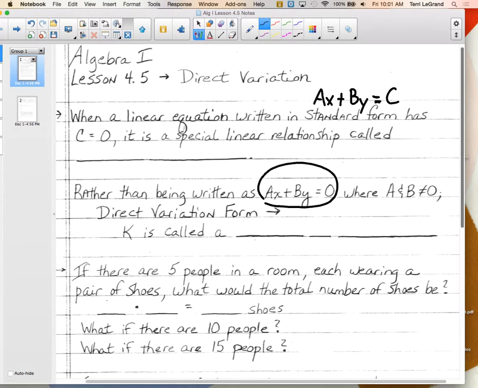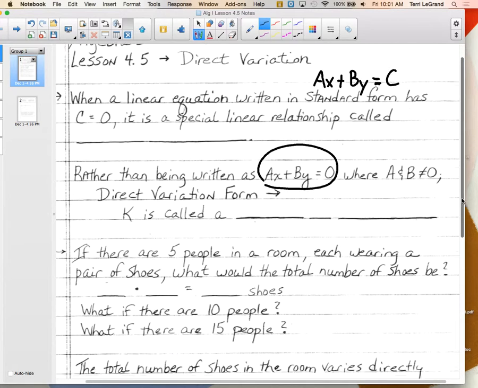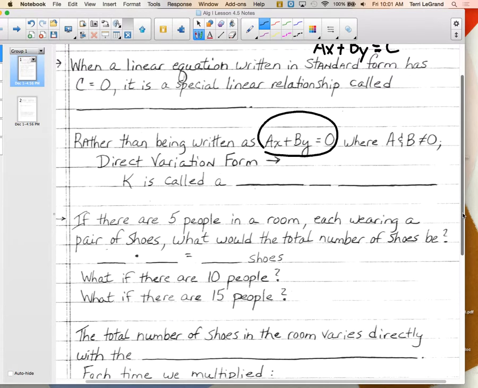It's when the x's and y's are together on the same side, not being multiplied, remember that? Not being in a denominator, not being taken to a power, not being in a power. All those things were parts of linear functions, and then set equal to a constant. So when it's in standard form and that C, that constant, is 0, it is a special linear relationship called direct variation.